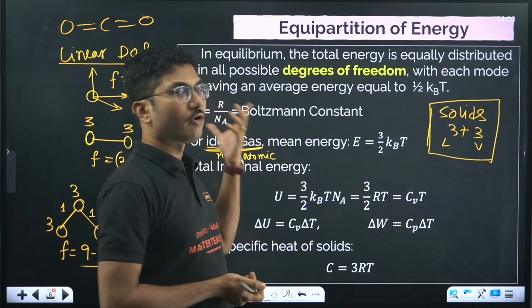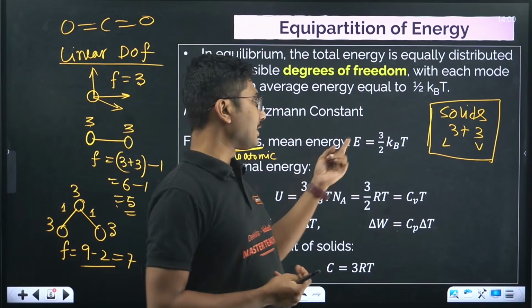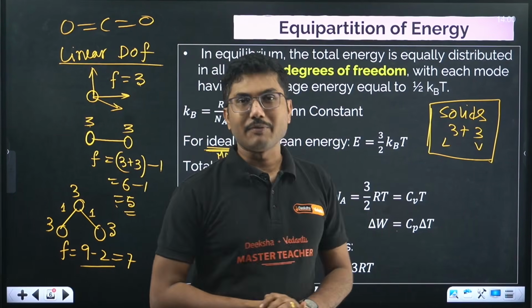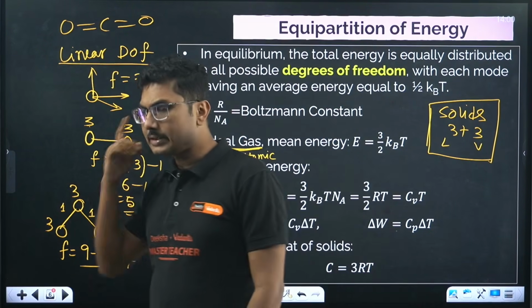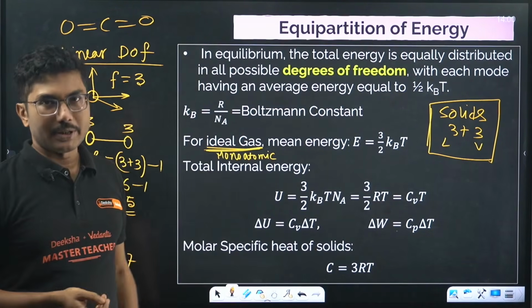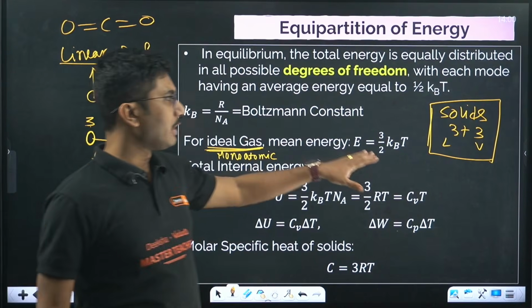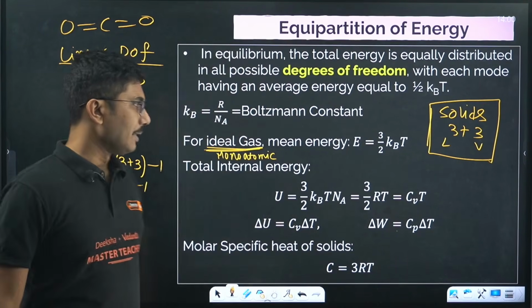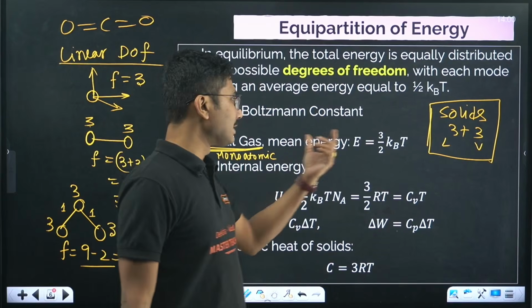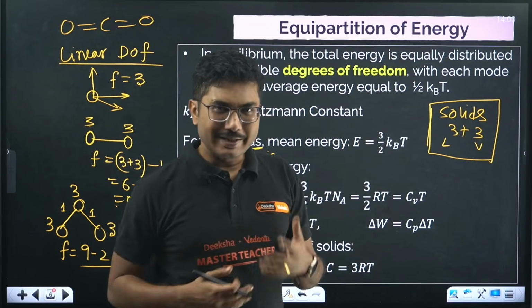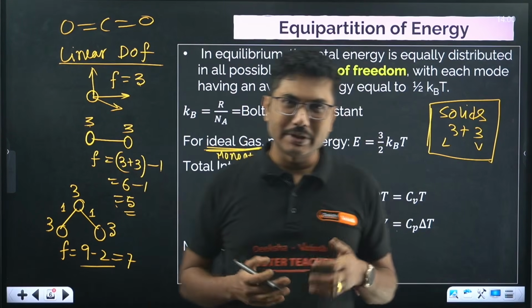If you go for diatomic gas, it will be 5 by 2 kBT. Why 5 by 2? Because degrees of freedom is 5. For polyatomic gas, it will be 7 by 2 kBT. For solid, it will be 6 by 2 kBT. Now total internal energy. This is the mean energy. Mean energy means the kinetic energy that it has as it is moving.